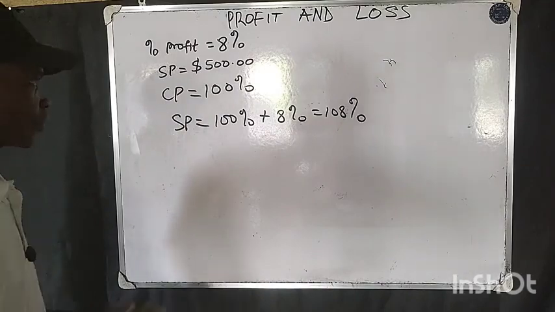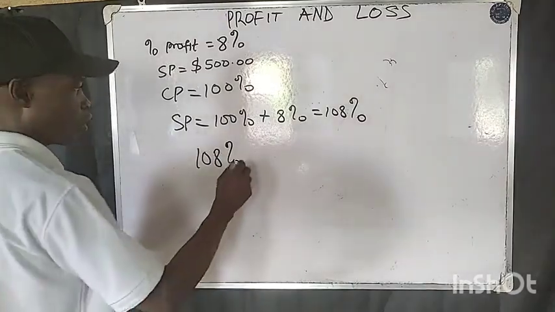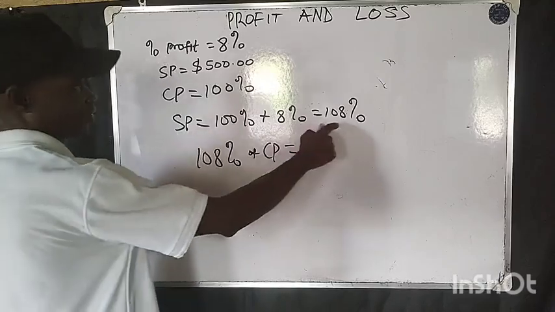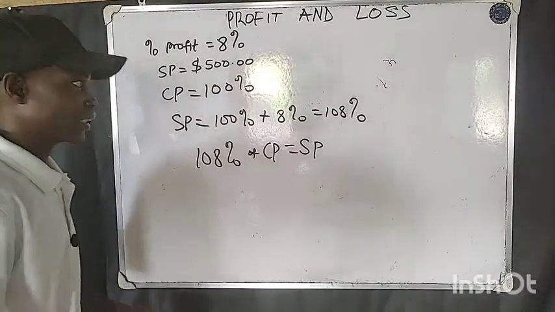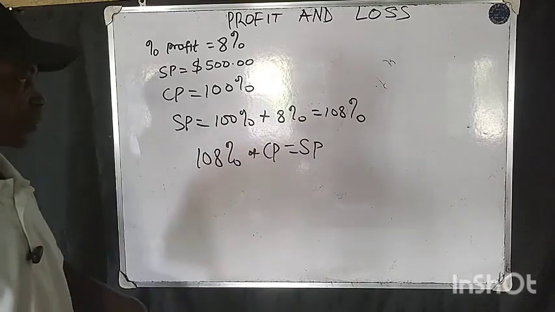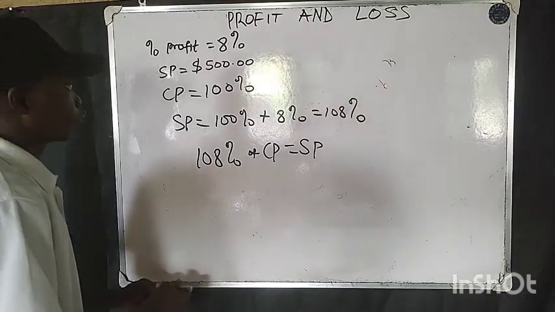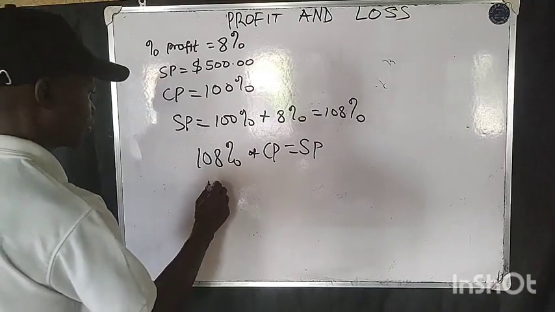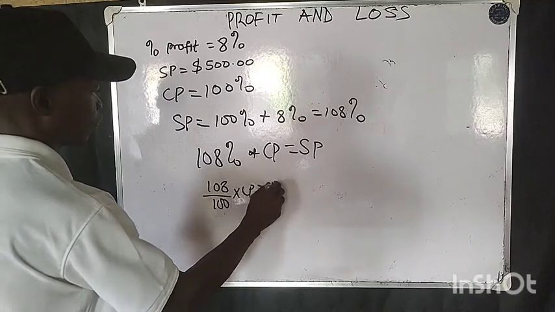So let's write it this way. 108% of cost price is equal to selling price, right? Selling price is now 108% because we add 8% to cost price. Is that okay? So which one do we know? We know the selling price, which is 500. So we write 108 over 100 times CP equal to 500.